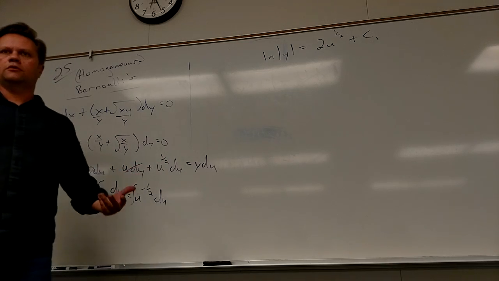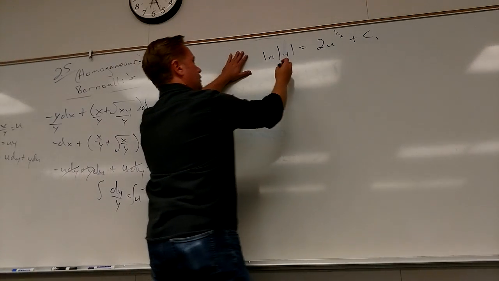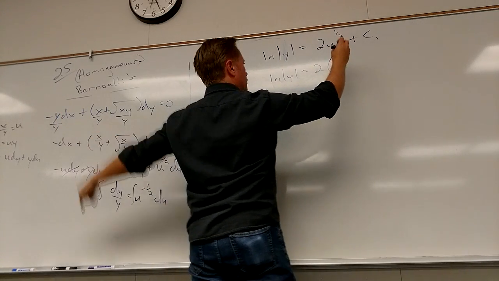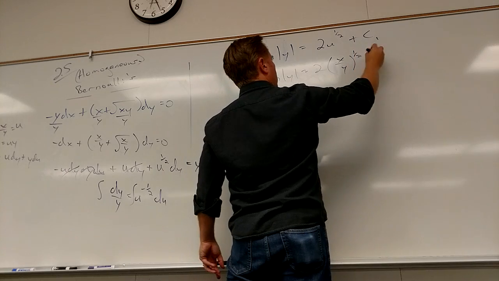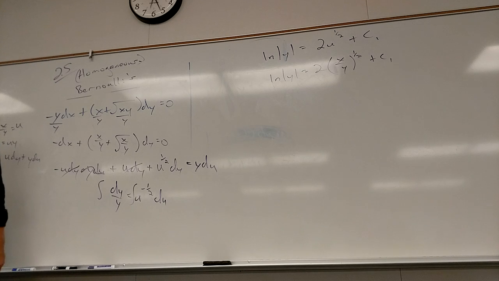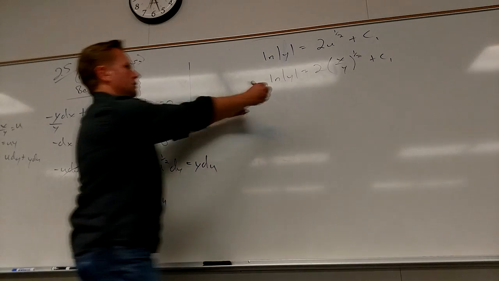And really, there's a couple things to do. What have I not done yet that I need to do? Plug it back in. Yeah, natural log of y equals 2 times x over y to the 1/2 plus c1. There's really not a lot you could do here. You could do e to both sides, but you really haven't solved for y, right? What else could we do? Not much. Maybe you could find c1 as well.